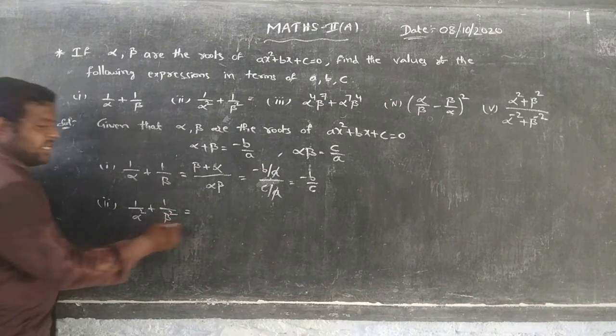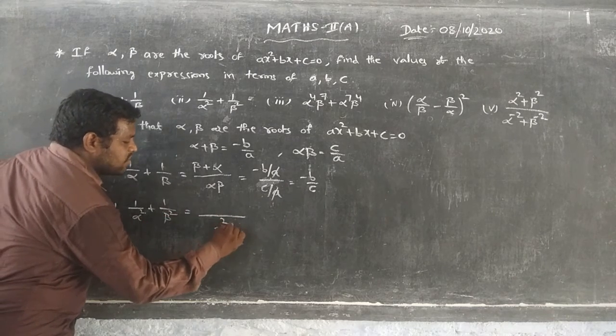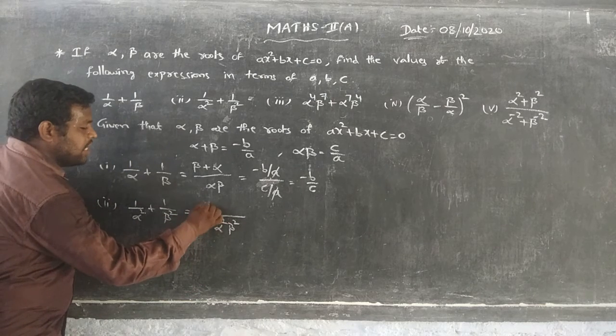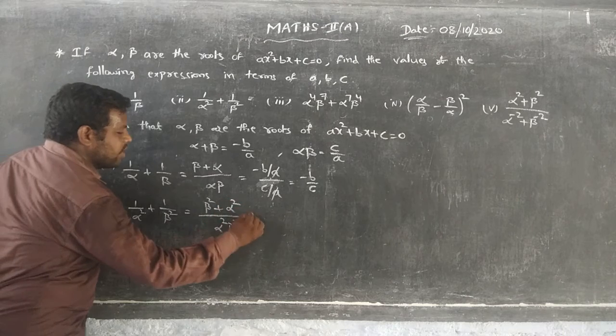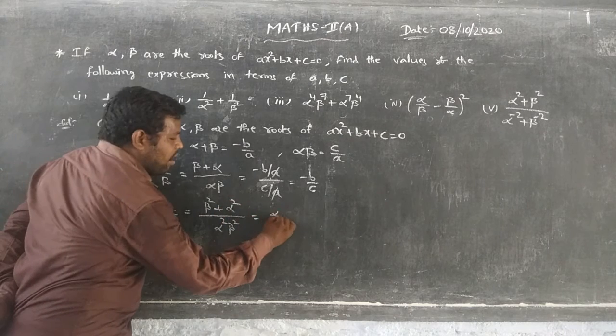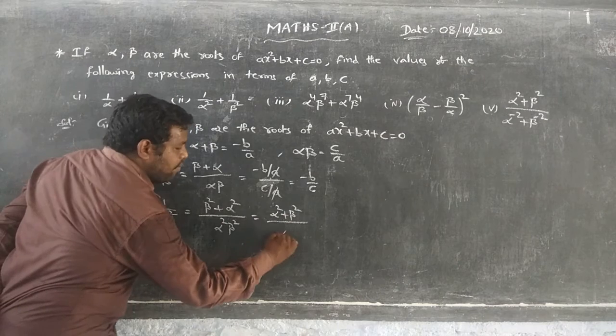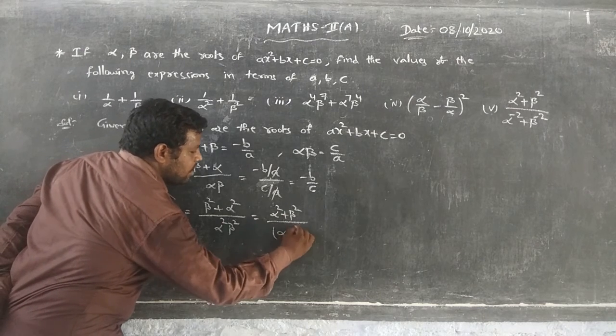What is the LCM here? Alpha square beta square is the LCM. The numerators are beta square plus alpha square. That equals alpha square plus beta square by alpha beta whole square.